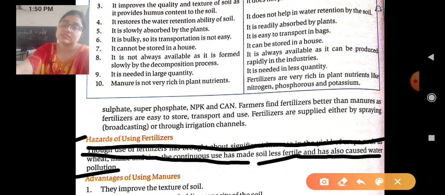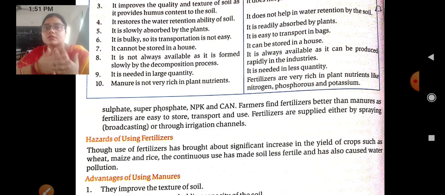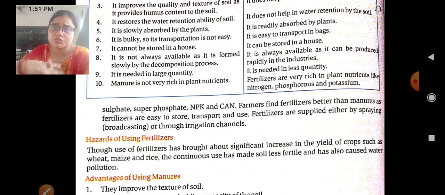Yes, this is the major drawback. It is easily available and increases the yield of a crop rapidly, but if you are continuously using the fertilizer, then it will make our soil less fertile and it will also create water pollution. That's why, from time to time, manure should also be used, and this does not happen with manure because it is a natural thing.